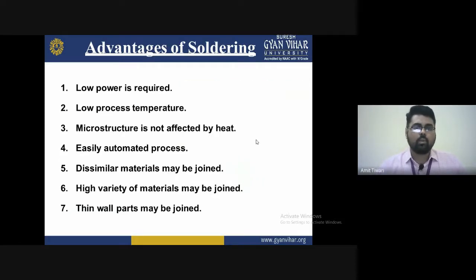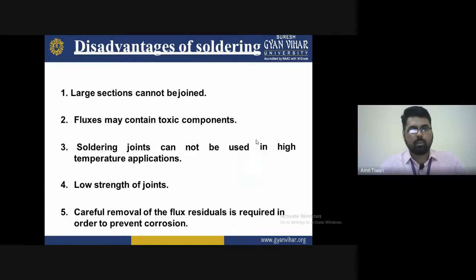Advantages: low power is required, low process temperature is required, the microstructure is not affected by the heat, processes are easily automated, dissimilar materials may be joined, a high variety of materials may be joined, and thin wall parts may be joined. So these are some advantages of soldering to keep in mind.